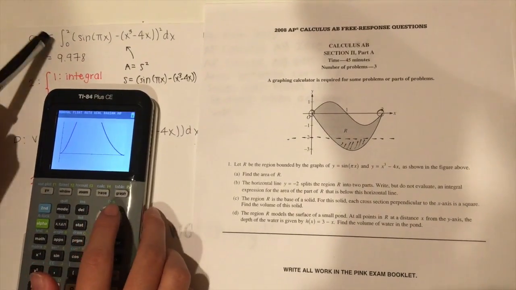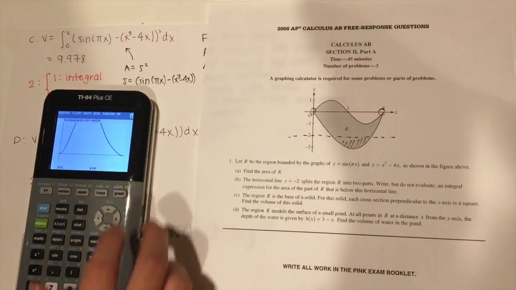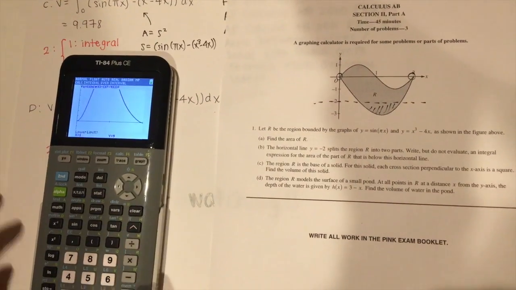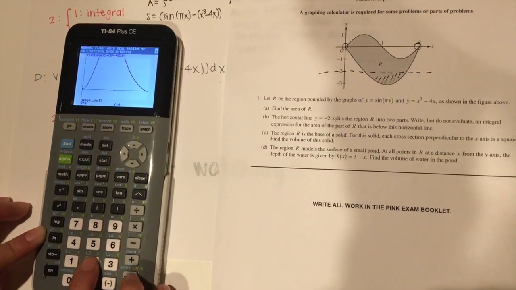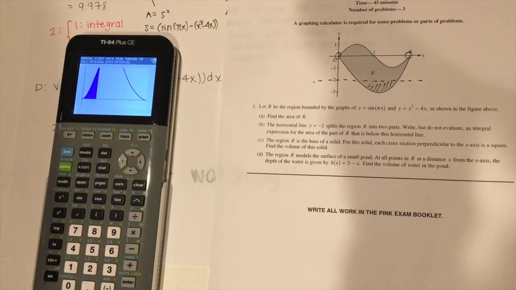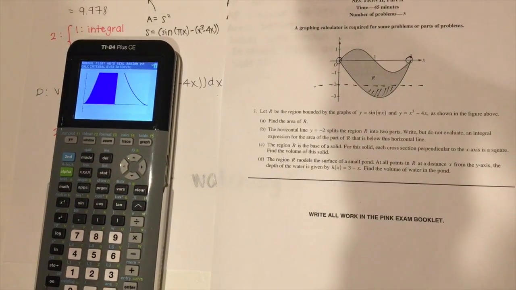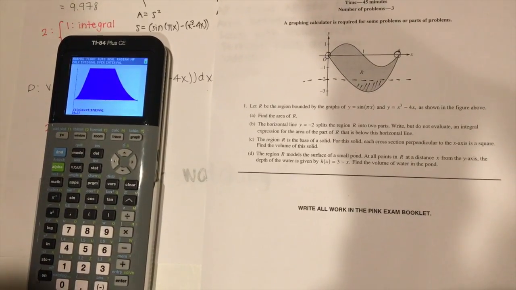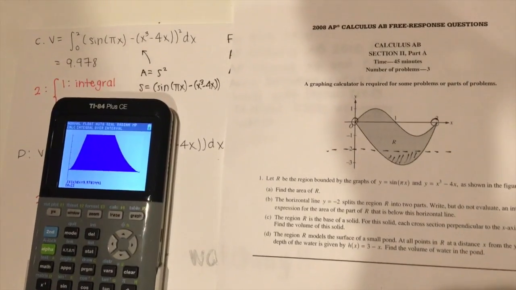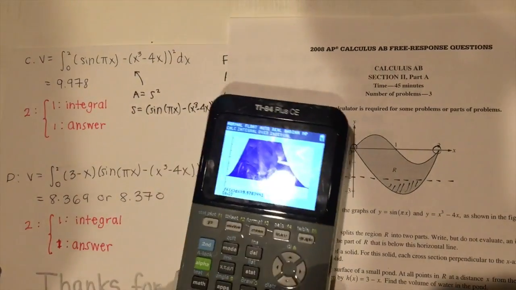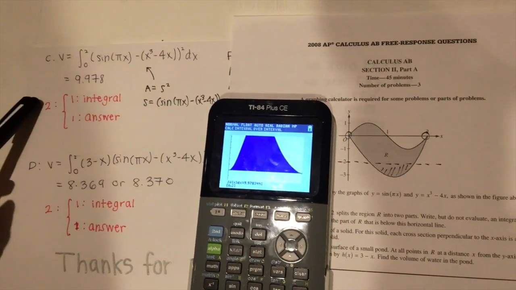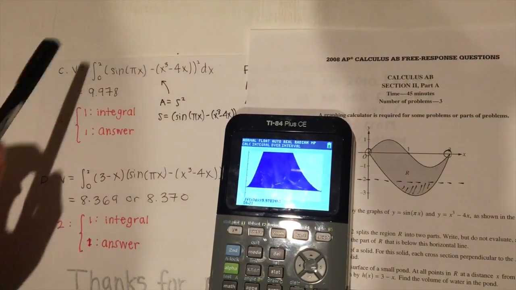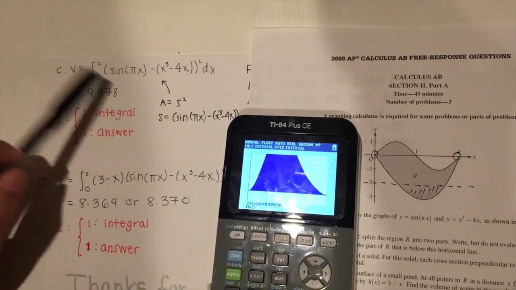And so here I've already graphed the inside of this integral, like that function. And in order to find the area, again, you do calc, and then you go to the integral, so 7, and then your lower limit is 0, and your upper limit is 2. And so it will give you the area from 0 to 2, which is approximately 9.978. So in order to get the full 2 points of this problem, you have to have the correct integral, and you also have to have the correct answer.